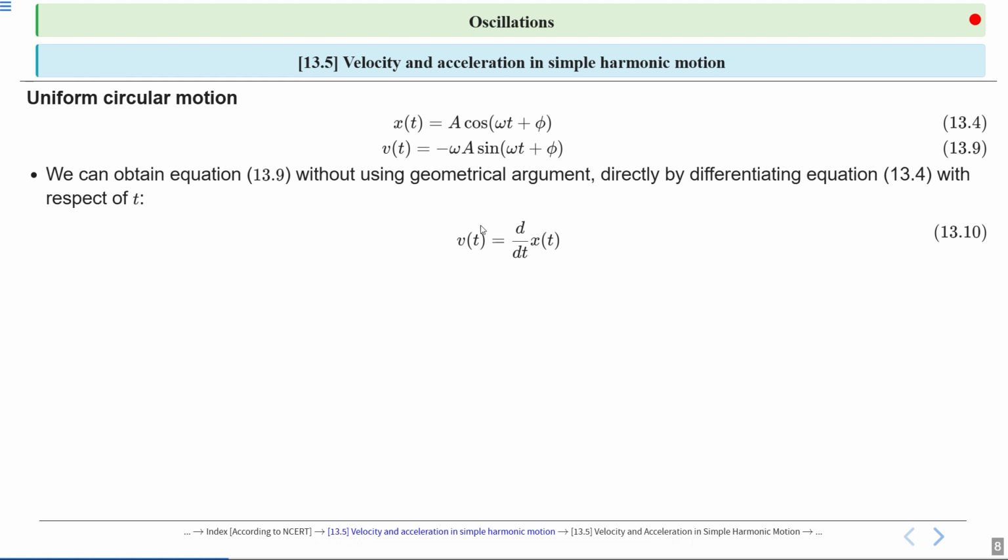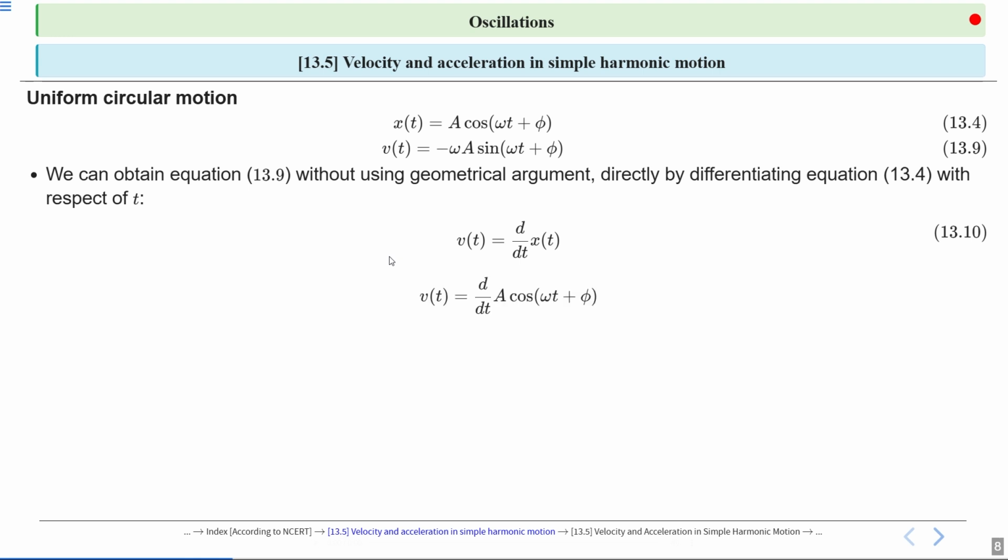This equation is a fundamental concept in physics. Velocity is always the rate of change of position. So by differentiating x of t, we will find the exact formula for velocity. You know, x of t is what? A cos(omega t plus phi).